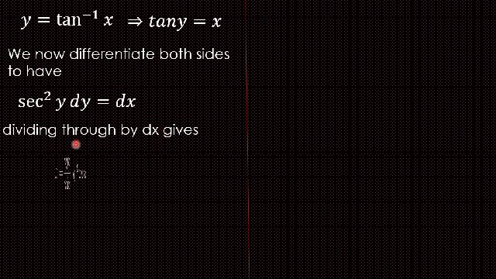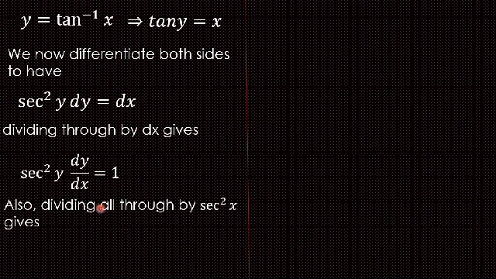Now we are going to divide all through by dx. So we have sec squared y, dy divided by dx, equal to 1. Now if we divide all through by sec squared y, this is supposed to be y, if there's an error here, please just see it to be y. Then we have dy by dx, which is the same as 1 all over sec squared y. Great, we have 1 over sec squared y.